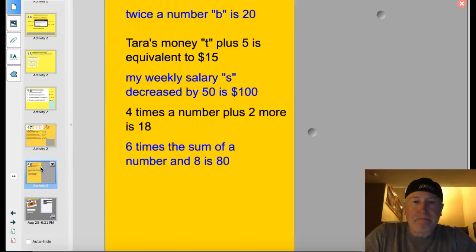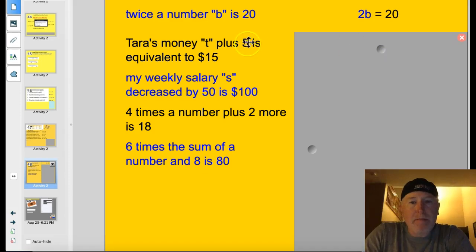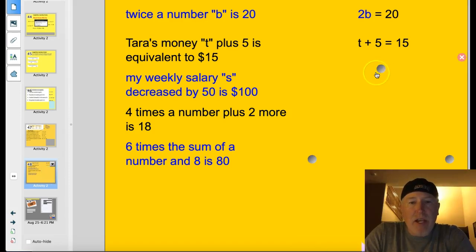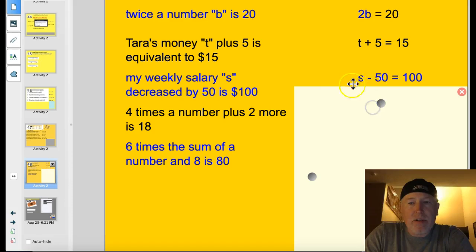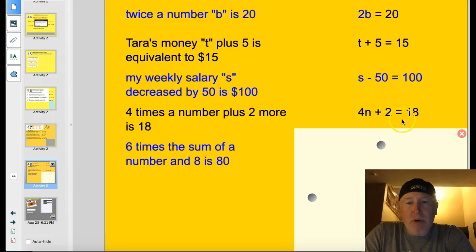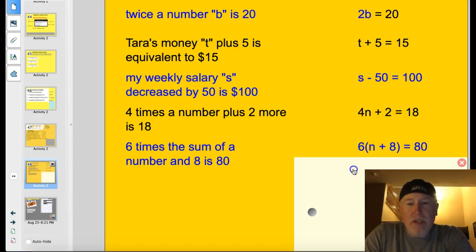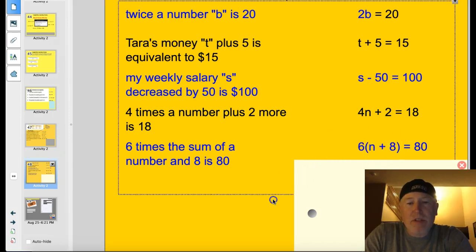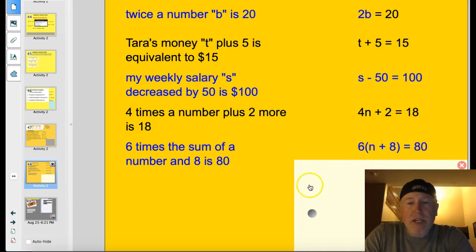Try these. Let's see how you did. 2b equals 20. Tara's money T plus 5 is equivalent to $15. Here's Tara's money, plus 5 equals 15. My weekly salary S decreased by 50 is $100. Weekly salary decreased by 50 equals 100. 4 times the number plus 2 more is 18. 6 times the sum of a number and 8, there's your parentheses, is 80, equals 80.